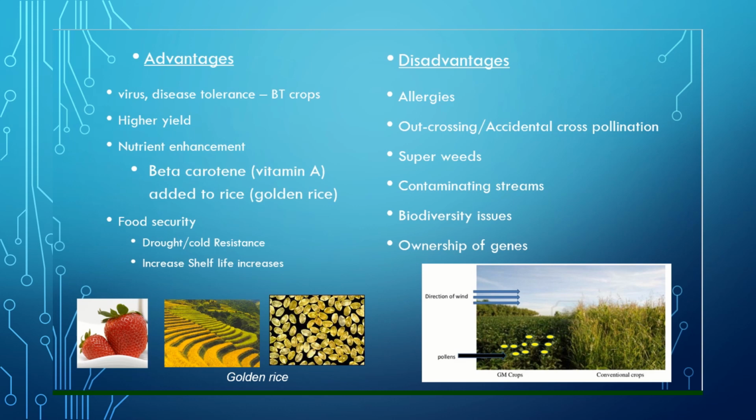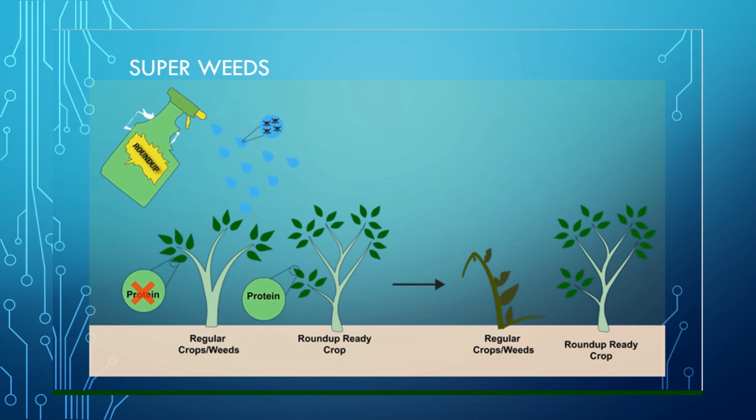There are also super weeds, contaminating streams, biodiversity issues. There's also the question of the ownership of genes, like who owns Roundup Ready crops? Roundup, I suppose. So what are super weeds?